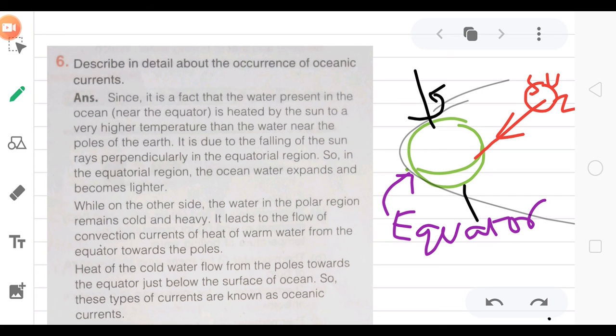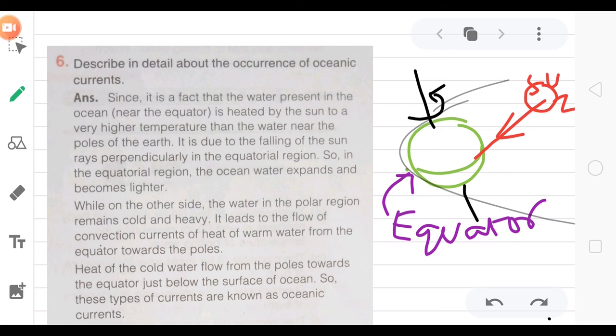So the air, when it is getting heated up, expands and becomes lighter, and it rises up into the sky. But relatively, the colder regions like the polar caps remain cold and heavy. This simply leads to the flow of convection currents, because of the difference between the hot air and the cold air. The hot air rises up in the equatorial region, and to occupy the space, the heavy and denser cold air from the regions of the polar caps moves towards the equatorial plane.